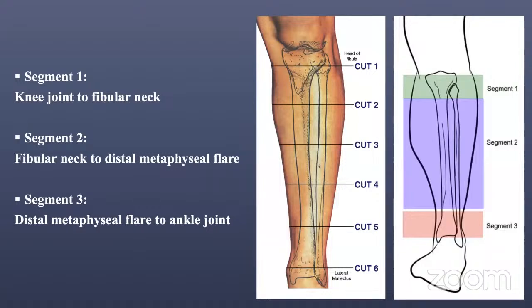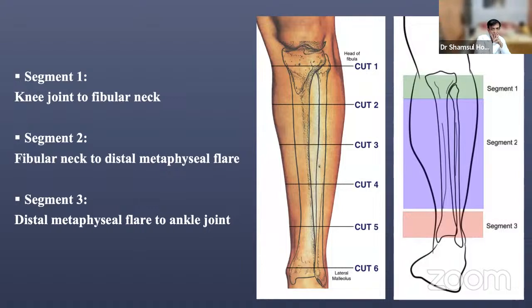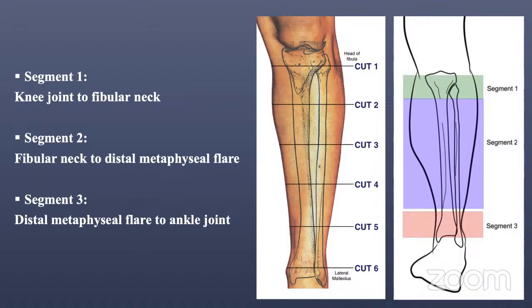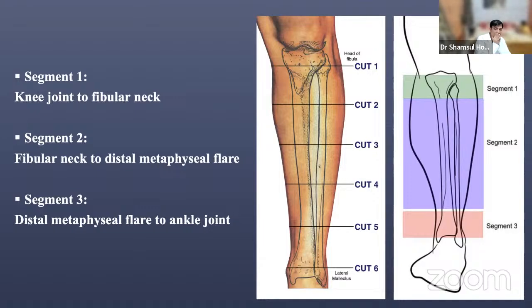The leg can also be divided into 7 zones, but due to the specific arrangement of neurovascular structures in the leg, practically we can consider these 3 segments. Segment 1 extends from the knee joint to the fibular neck. Segment 2 extends from the level of the fibular neck to the distal metaphyseal flare. And segment 3 extends from the distal metaphyseal flare to the ankle joint.